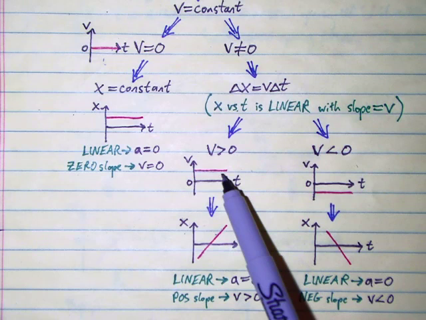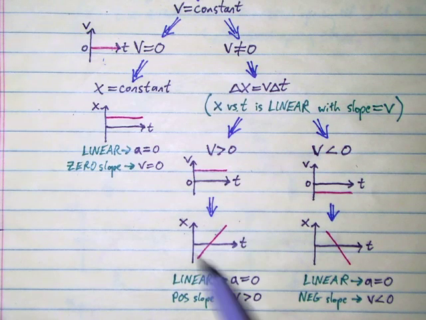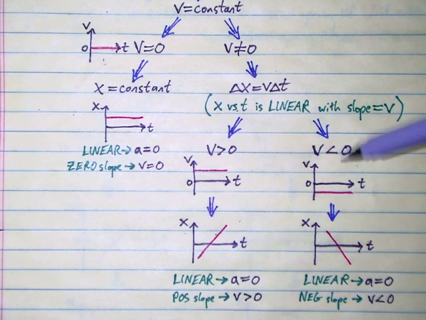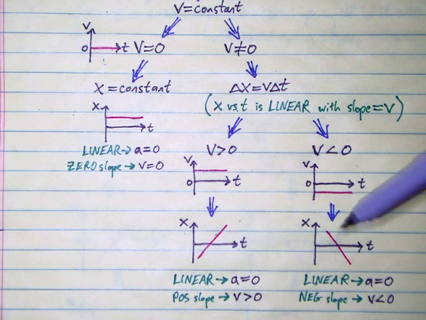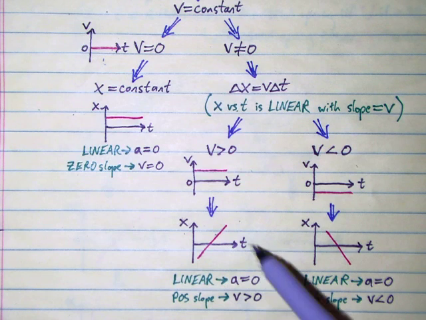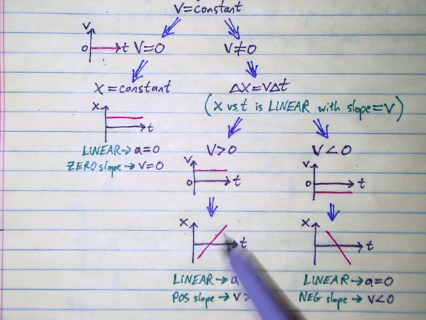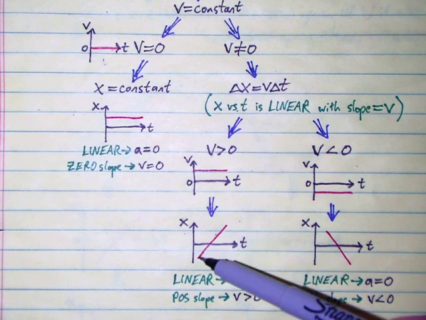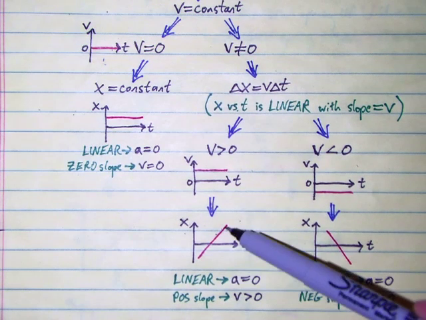If the velocity is constant and positive, that gives us a position versus time graph that's linear with a positive slope. If the velocity is constant but negative, that gives us a position versus time graph that's also linear but with a negative slope. So if you see a position versus time graph like this, it tells you that because it's linear, the acceleration must be zero, and because the slope is positive, the velocity must be greater than zero. Its position is getting more positive. It's moving in the positive x direction.